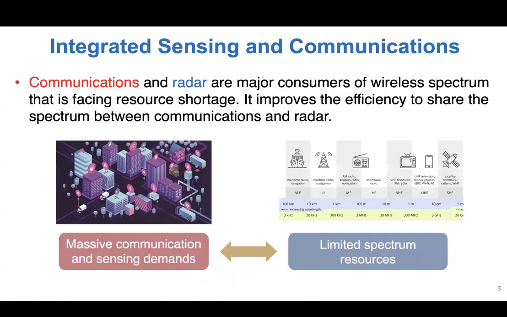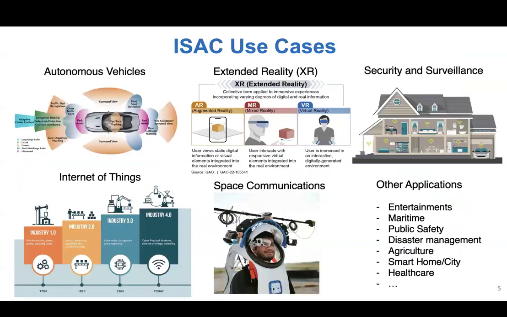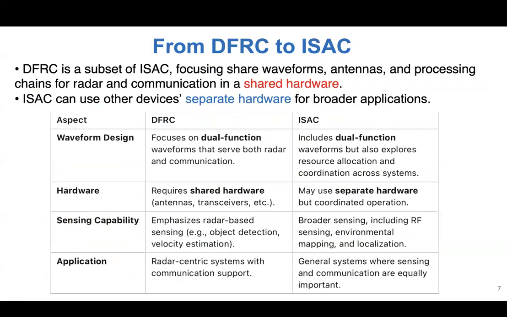Let me go back a little bit. This is more obvious. So for DFRC, my transmitter and receiver will be the same, for communication, and the receiver for sensing will be the same receiver. And for ISAC, my receiver for sensing can be a different one.